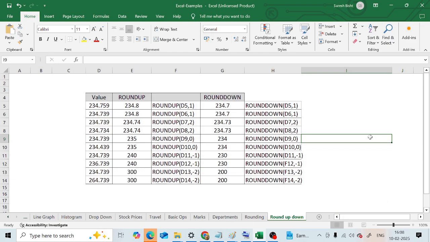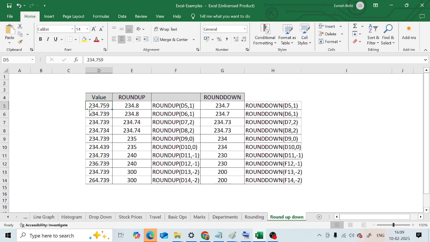Hi everyone, in this video we will see how to use the round up and round down functions. It does not matter if a number is less than 5 or greater than 5. Round up will round up everything on the upper side. Similarly, round down will round everything on the lower side. So let's see the examples here.